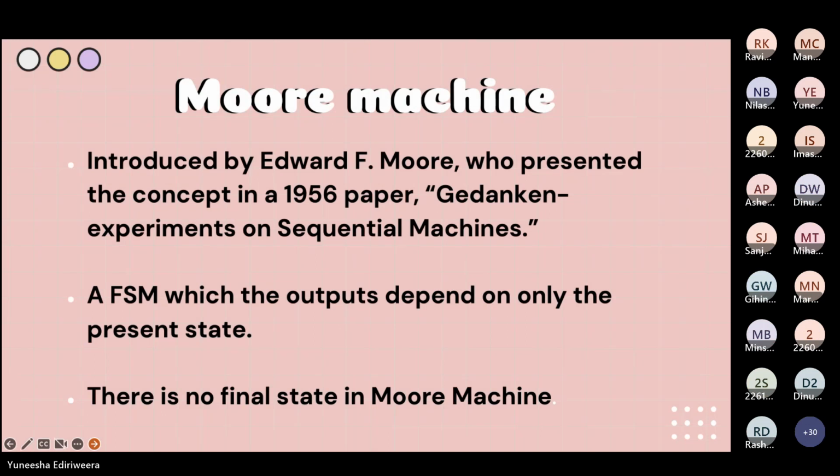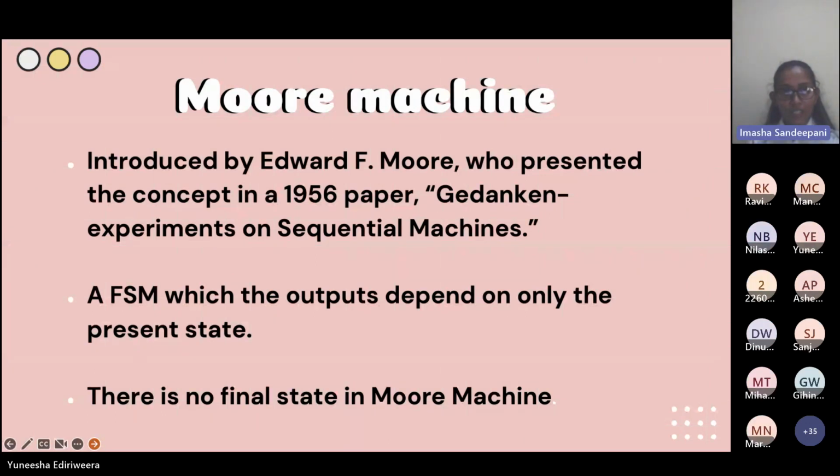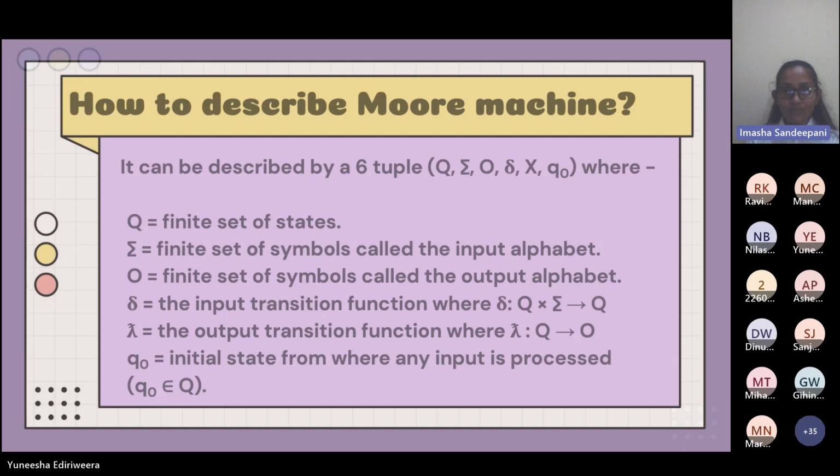Now we will move on to the Moore machine. A Moore machine is a finite state machine in which the output depends only on the present state. The Moore machine is named after Edward Moore, who presented this concept in his 1956 paper, Gedanken Experiments on Sequential Machines. In the Moore machine concept, there are no final states. Next slide, Sunisha.